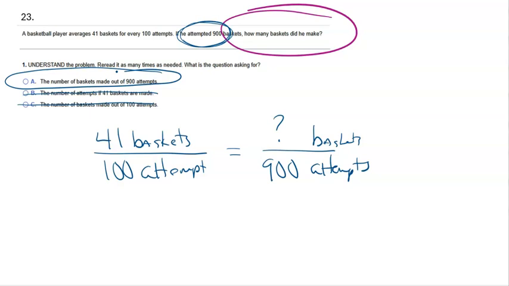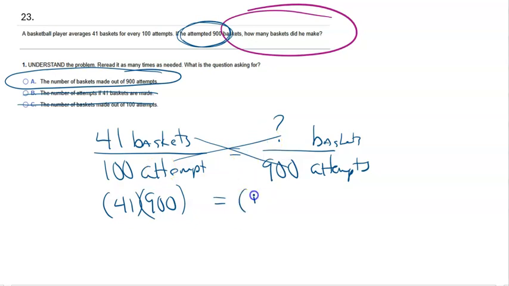You would have to do the cross product. So 41 times 900 on this side, and on this side, you've got 100 times the number of baskets, so it's question mark. Let's call it n, like we were doing in the other problems. Okay? Then use your basic calculator to say, okay, well, 41 times 900, that gives me 36,900. And on this side, we have 100n.